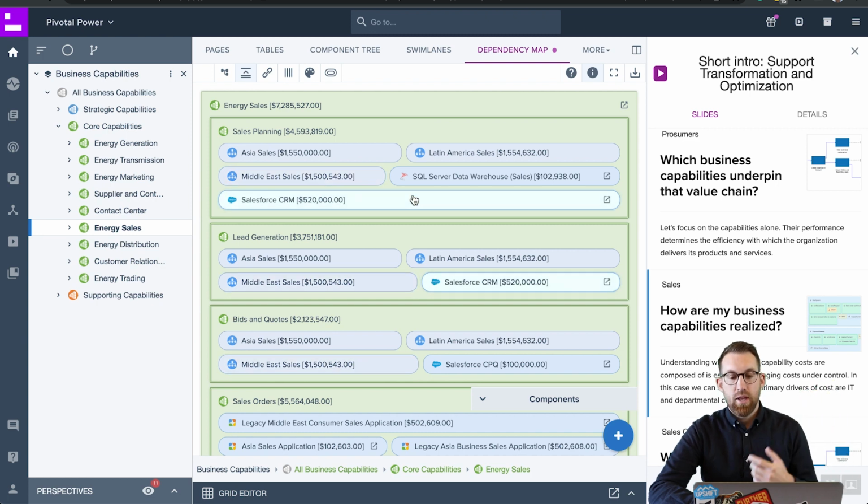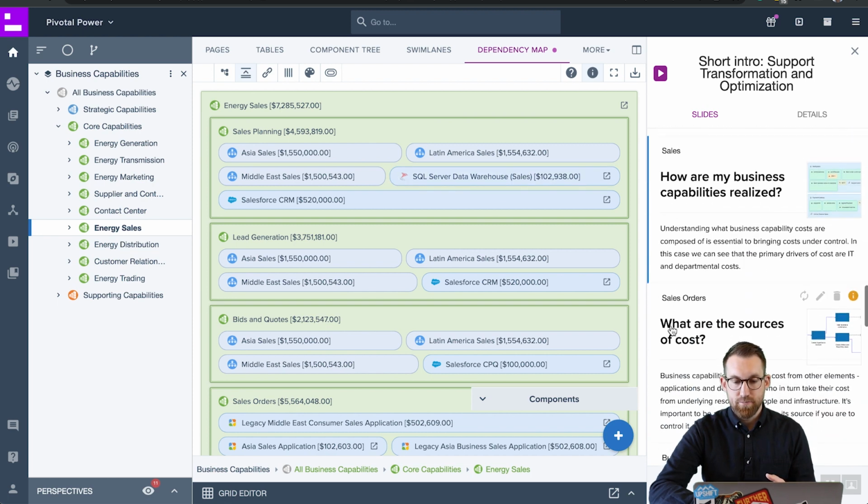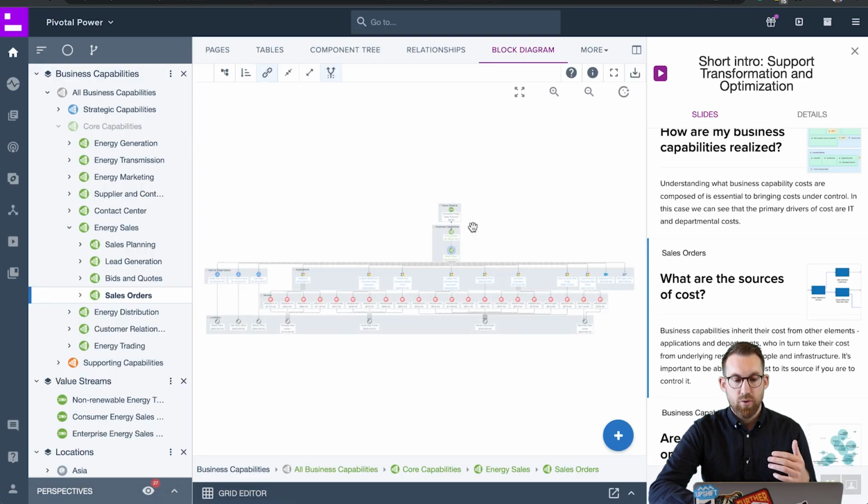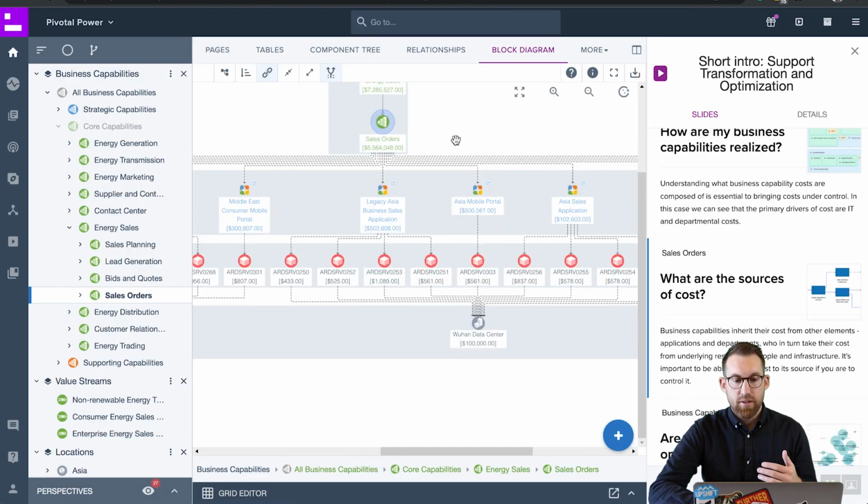This provides us a really accurate way of looking at where we are investing, where we are strong, and where we are immature, as well as where we could potentially optimize. Looking at the sources of that cost and how we've actually articulated that, we can drill down into one capability. In this case, we're looking at the sales orders capability with a quite high number.